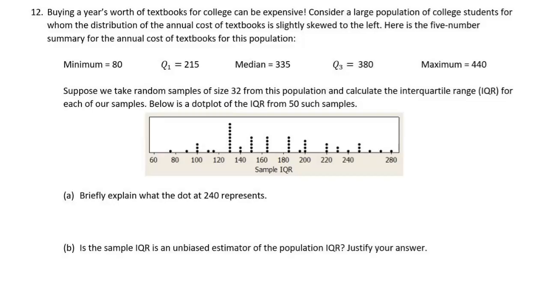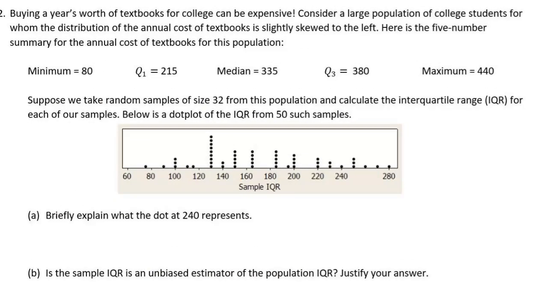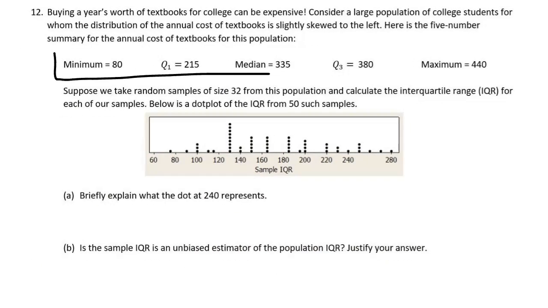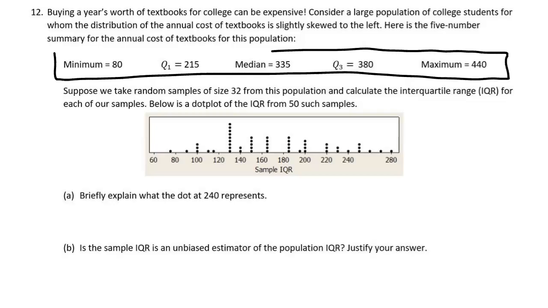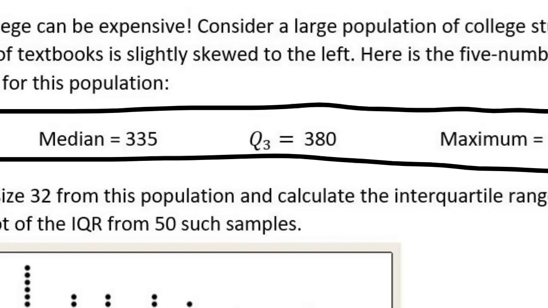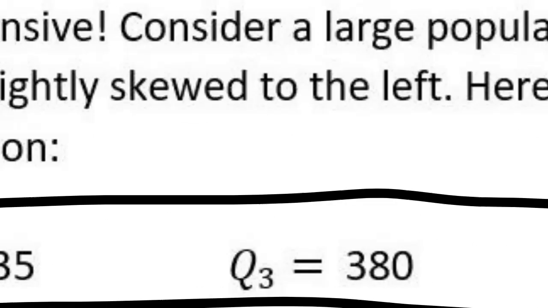Buying a year's worth of textbooks for college can be expensive. Consider a large population of college students for whom the distribution of the annual cost of textbooks is slightly skewed to the left. Here's the 5-number summary for the annual cost of textbooks for this population. So these are numbers that came from the population. If we get numbers from a population, are those statistics or parameters? These are all parameters.